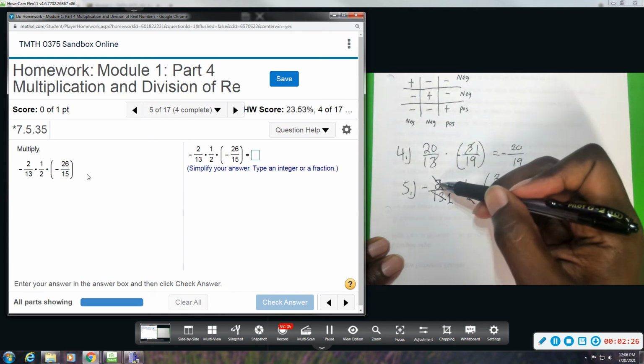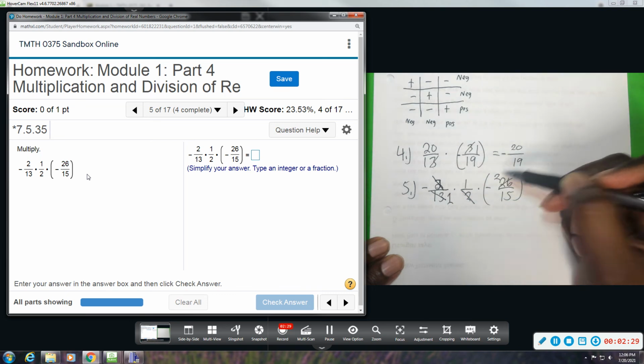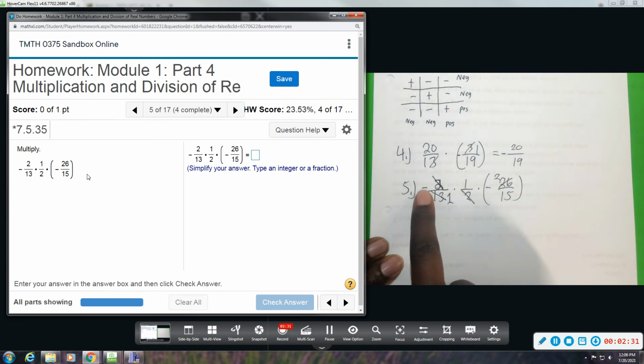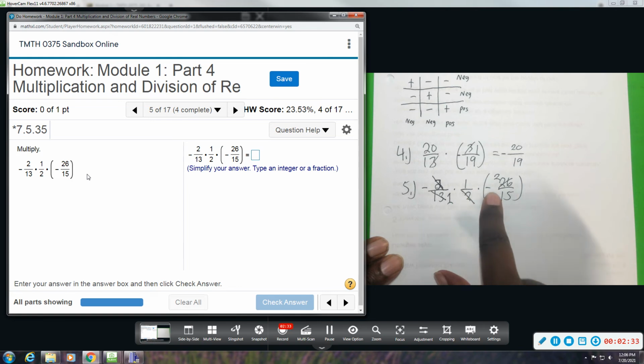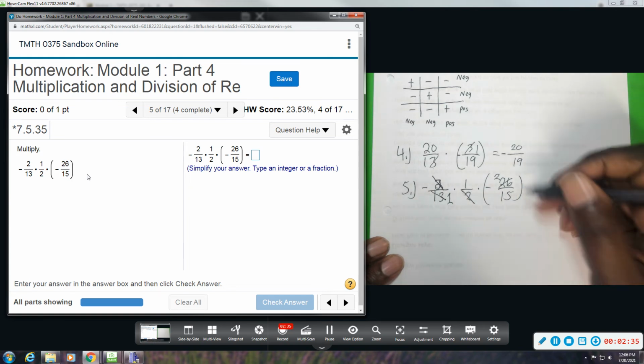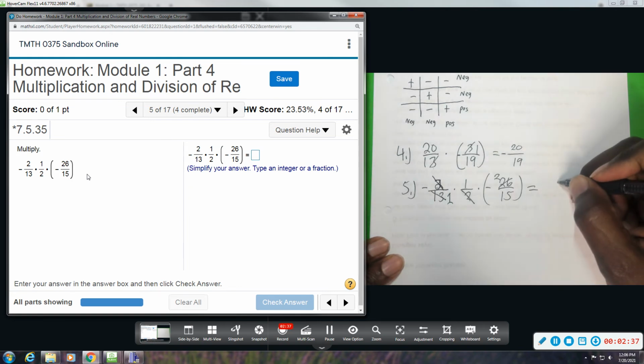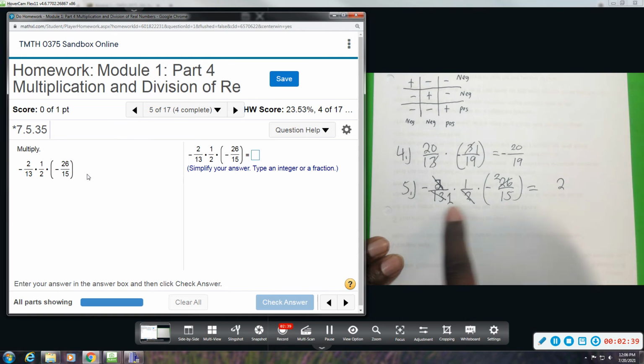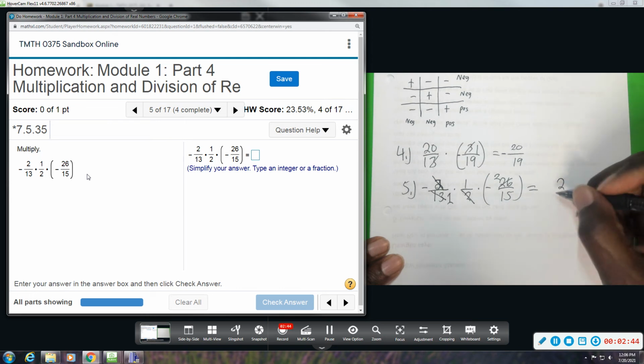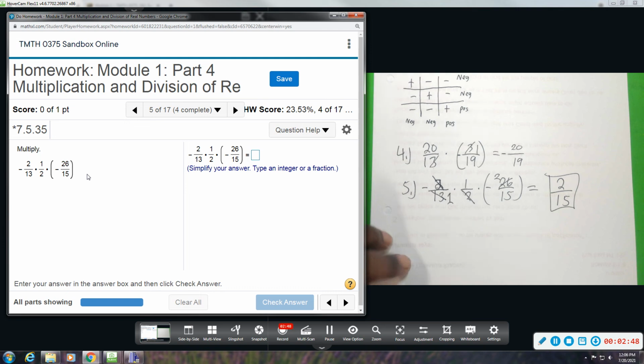All right, so on the top, I have 1 times 1 times 2. Count how many negatives we have. We have 1 negative, 2 negatives. So negative times a negative will be positive, okay? So we have a positive 2 on the top. And then 1, we got a 15 on the bottom, and it's all going to be positive. 2 over 15.